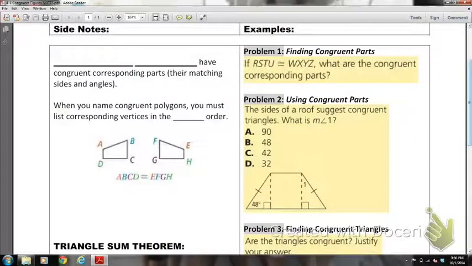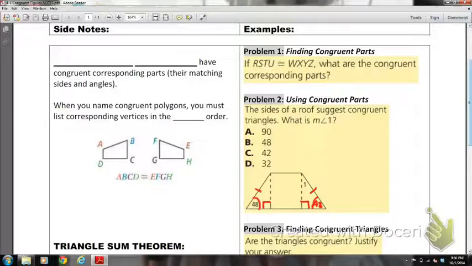In problem 2, we're using congruent parts. It says the sides of a roof suggest congruent triangles. What is the measure of angle 1? So looking at the diagram, it already has sides that are marked congruent, and it has 2 angles that are marked congruent that are right angles. It has a 48-degree angle in the triangle on the left. So since it suggests congruent triangles, that means that the corresponding angle in the other triangle also has to be 48.